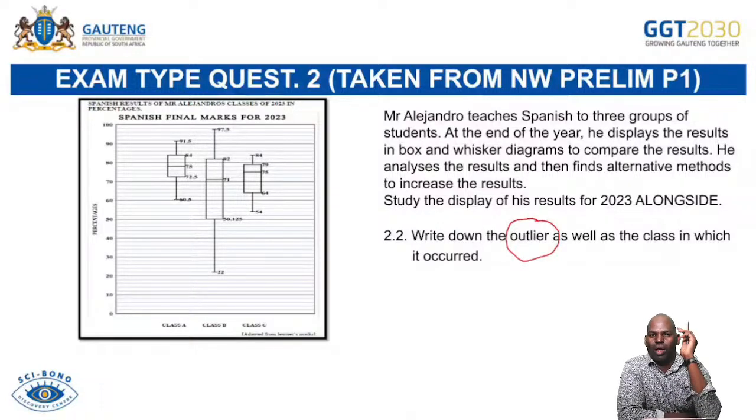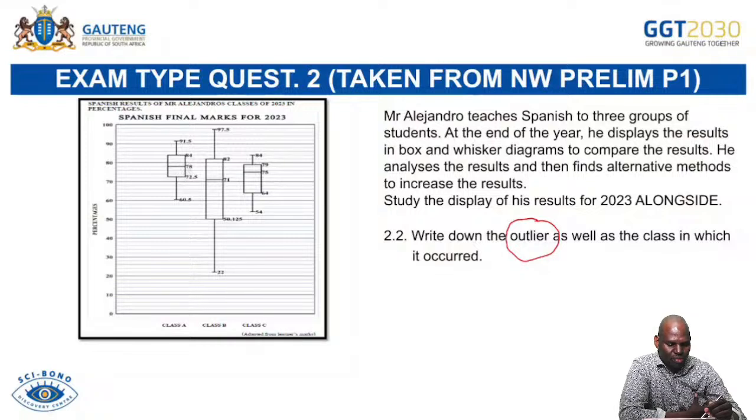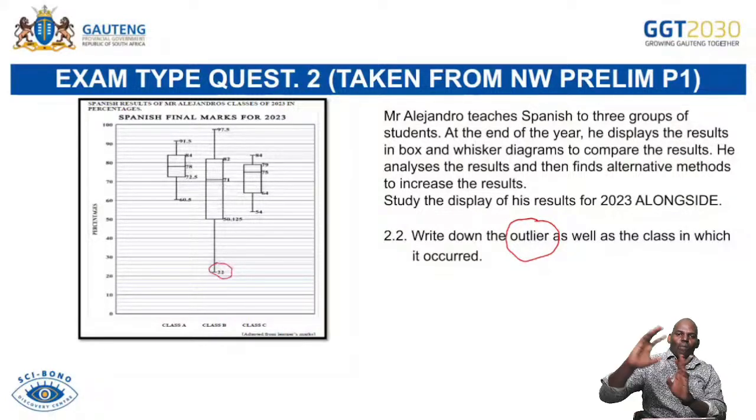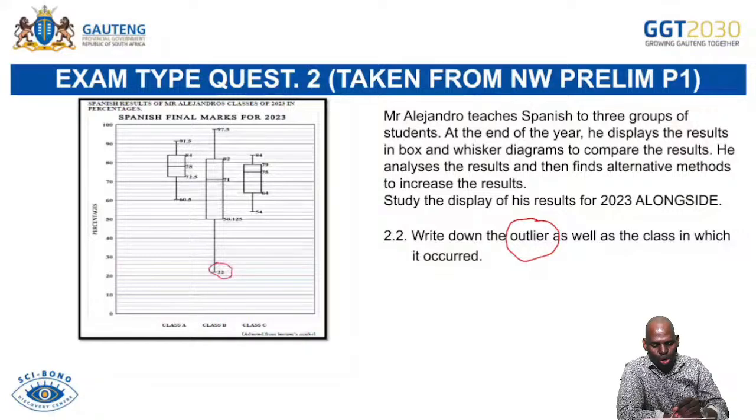Then you must know what an outlier is. An outlier means it's either too big or too small compared to the others. So in this case, if you look at this, we've got 60, 70, 79, 64, 91, 50. But now if you look at this one, it's 20. Shame, it's a lost number. It's a lost number because it's too small compared to the others. So 20 will be an outlier.